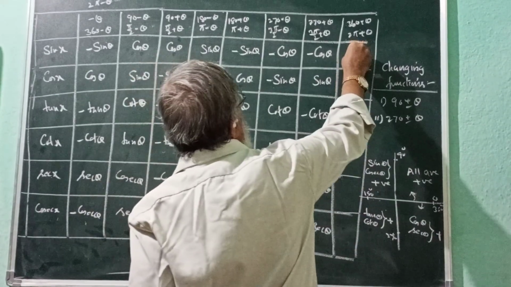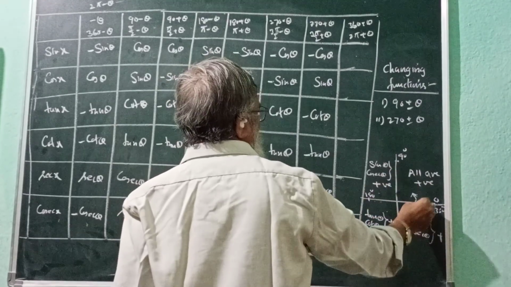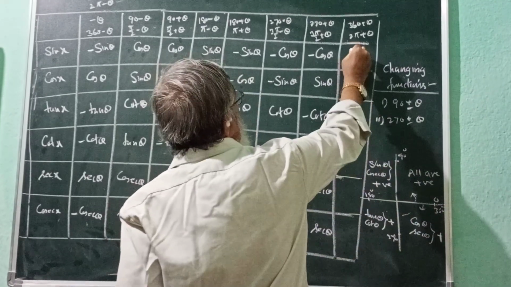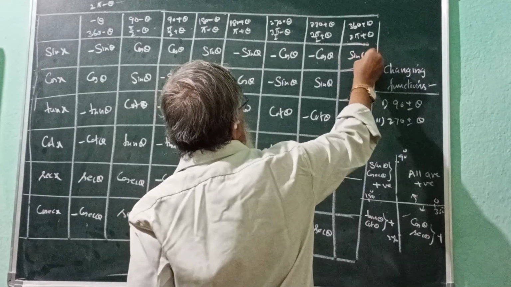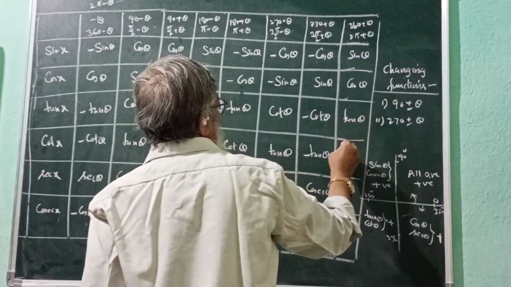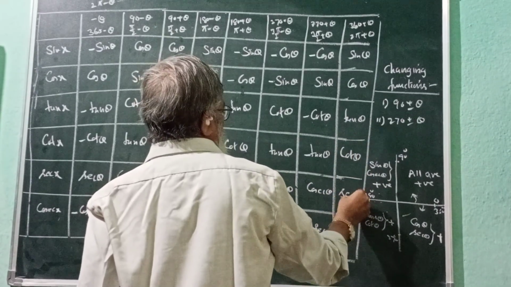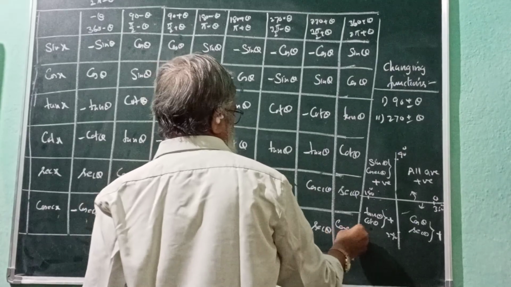And now here it is 360, which means after taking one complete round, again it will be the first quadrant, and the angle remains the same. Sine will be sine, cos will be cos, tan will be tan, cot will be cot, sec will be sec, and cosec will be cosec.